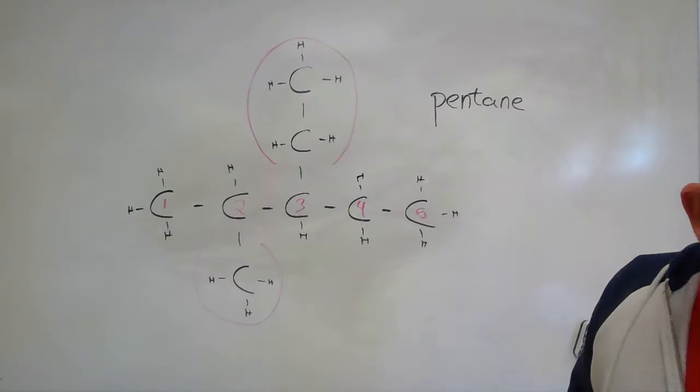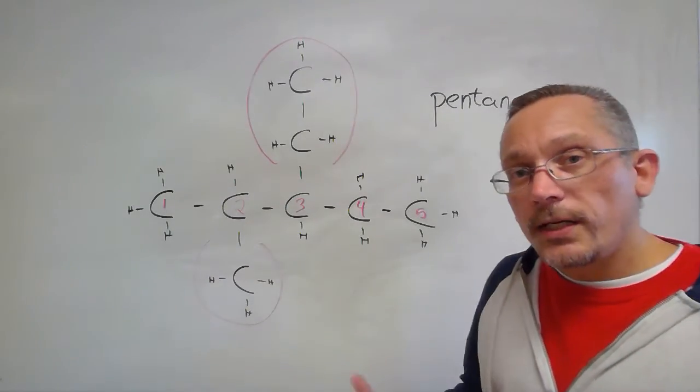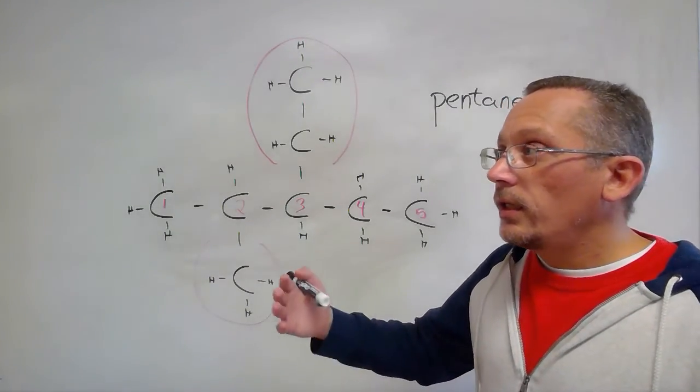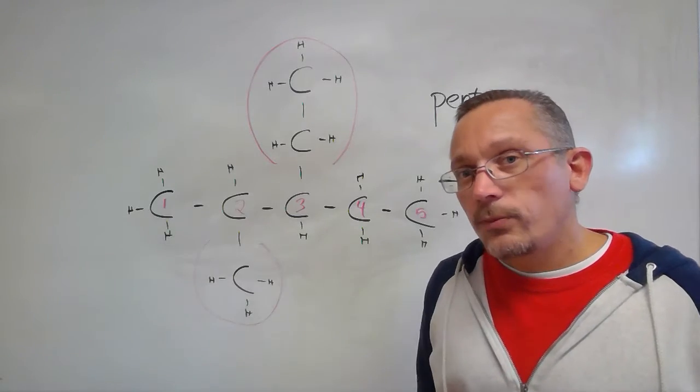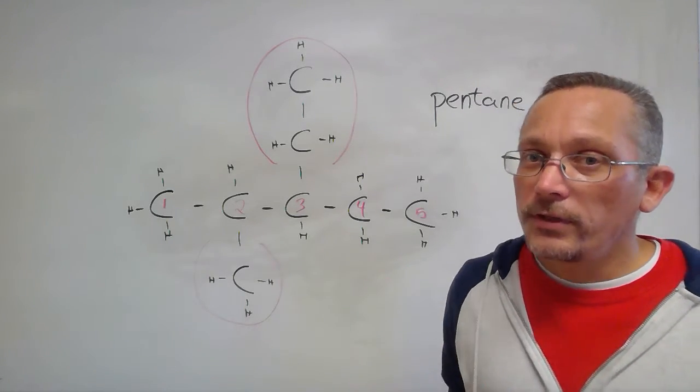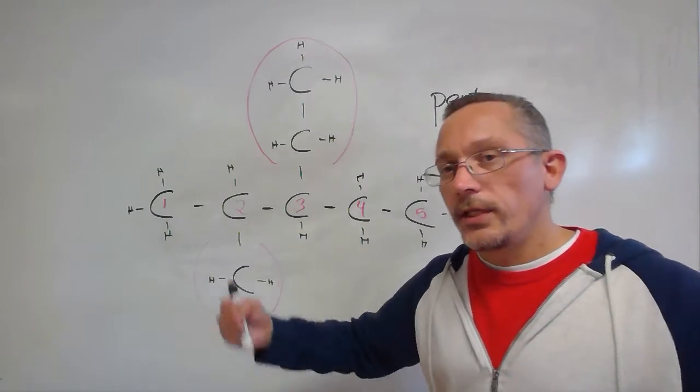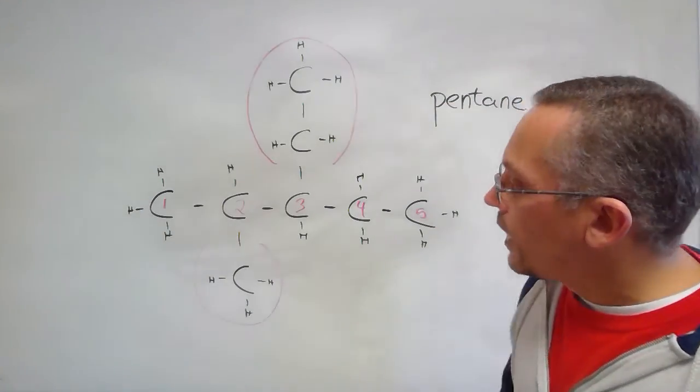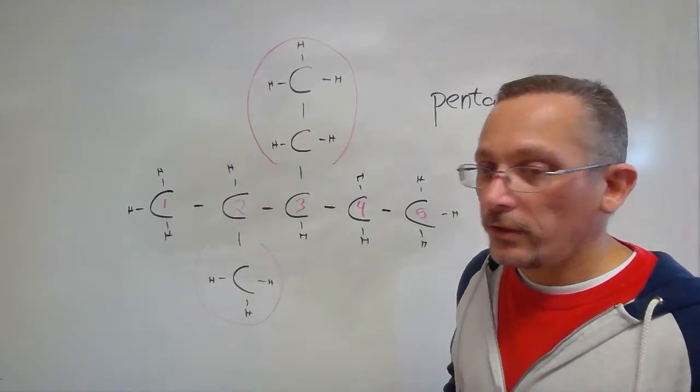Okay. So what we want to do is name the branches in order of their lengths. We want to name the smallest branch first, and then the next bigger branch, and then the next bigger branch, and so forth. So we're going to name our shortest branch here first.